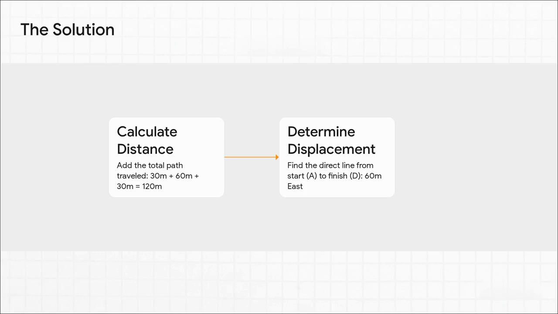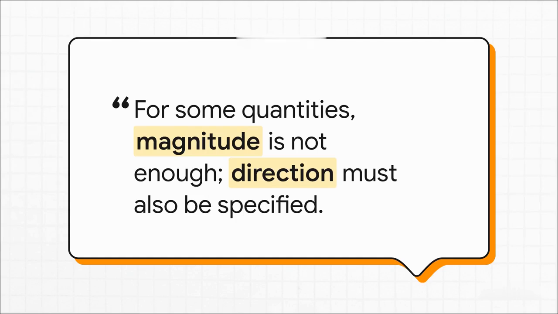Simple enough. Now for the tricky one, displacement. For this, we totally ignore the path they took. We just care about the start point, A, and the end point, D. If you draw a straight line between them, what do you get? Well, because of the shape of the path, that line is exactly 60 meters long, and it points directly to the east. So the displacement is 60 meters east. Big difference. So if there's one thing to take away from all this, it's this really simple but powerful idea.